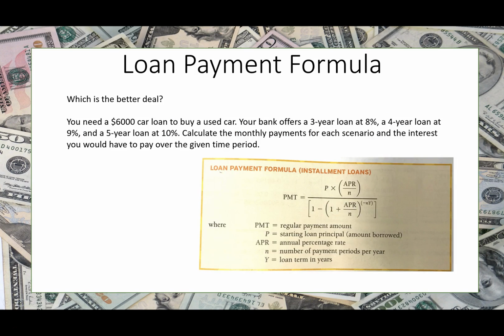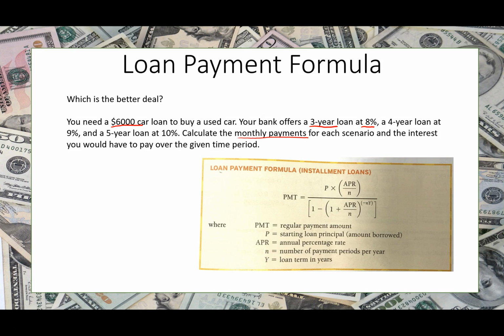All right, here we go. You need a $6,000 car loan to buy a used car. Your bank offers you a 3-year loan at 8%, a 4-year loan at 9%, and a 5-year loan at 10%. Calculate the monthly payments for each scenario and the interest you would have to pay over the given time period. All right, let's go ahead and do the first one. So we got a $6,000 car loan, and we're talking about a 3-year loan at 8%, and we're talking about monthly payments.